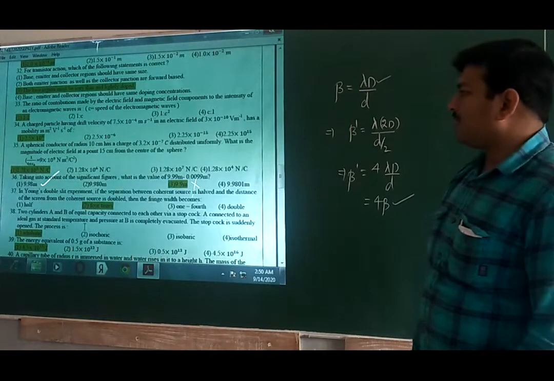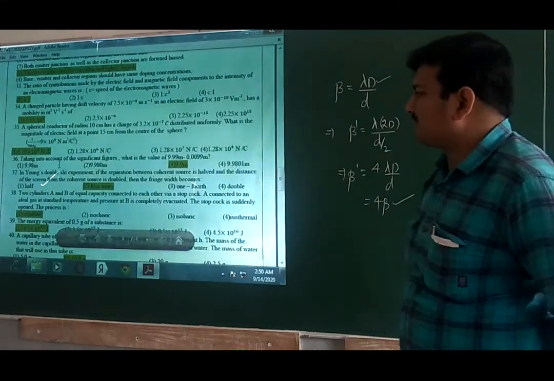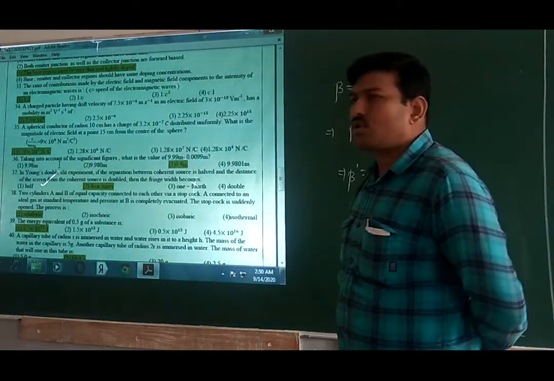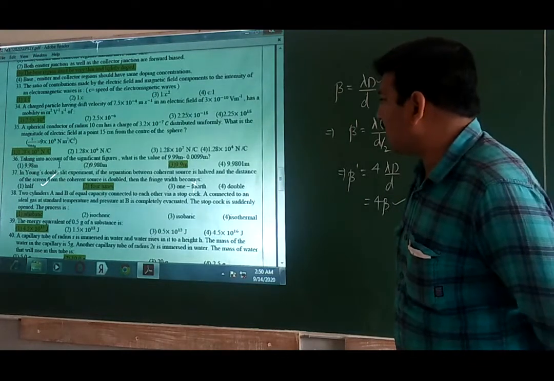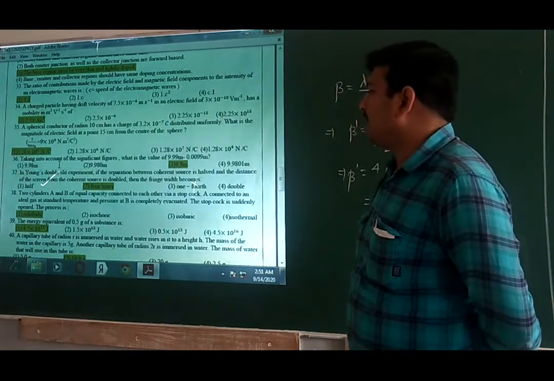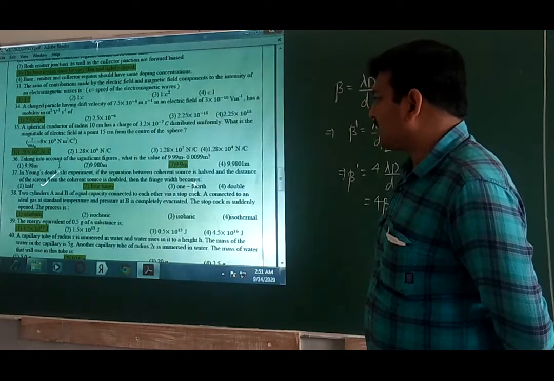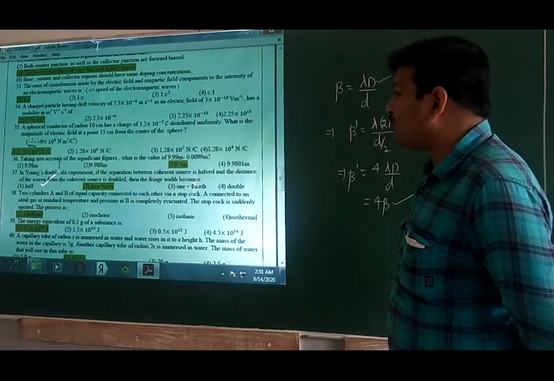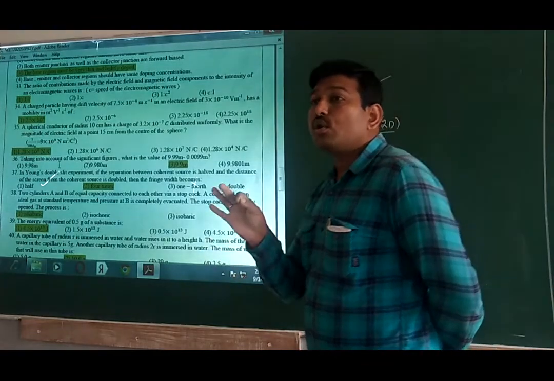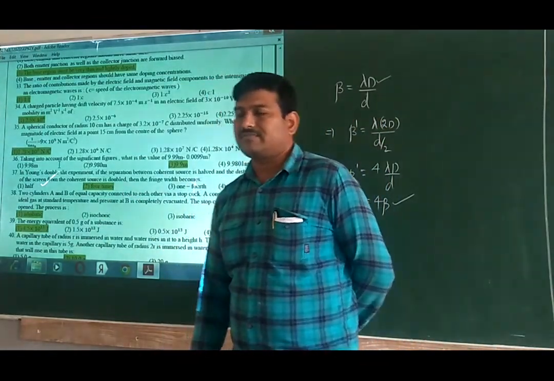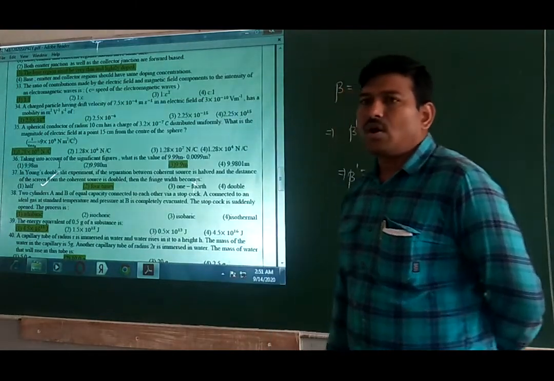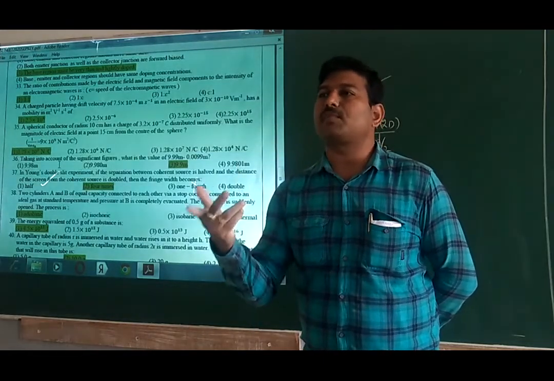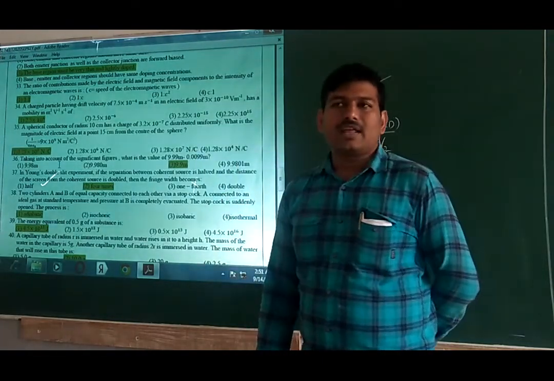Next, 38. Two cylinders A and B of equal capacity are connected to each other via a stopcock. A contains an ideal gas at standard temperature and pressure, and B is completely evacuated. The stopcock is suddenly opened. The process is, remember, all quick processes are adiabatic processes. Nothing to worry, directly you can answer. Suppose a tire is punctured, it is a quick process. A balloon punctured is a quick process. Those are examples of an adiabatic process.